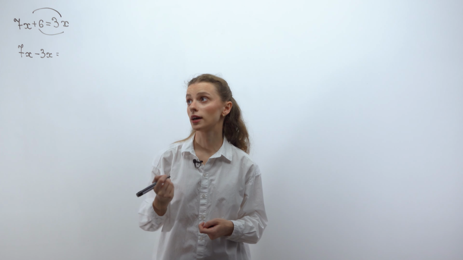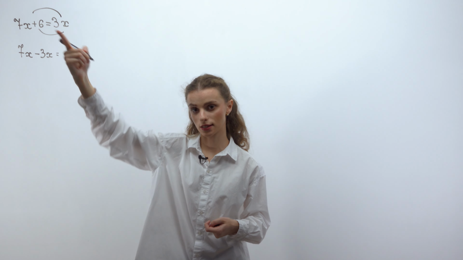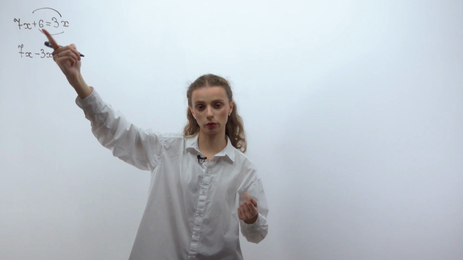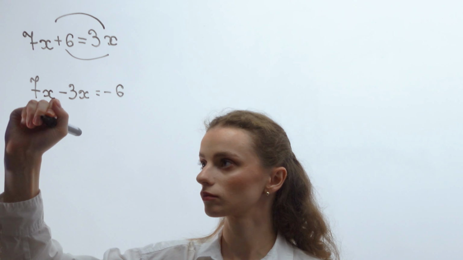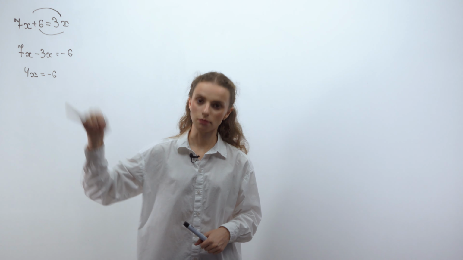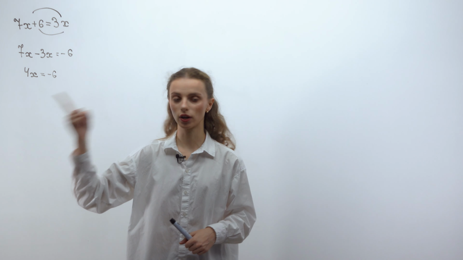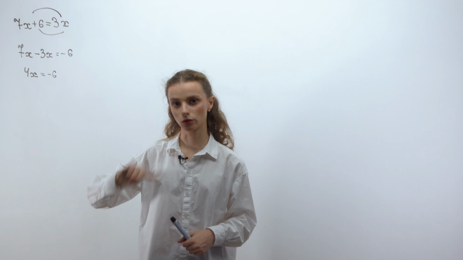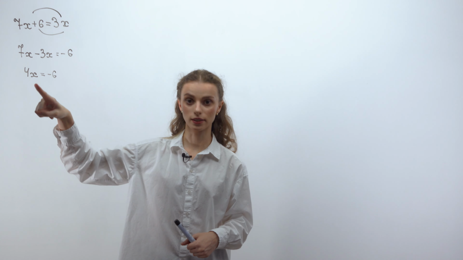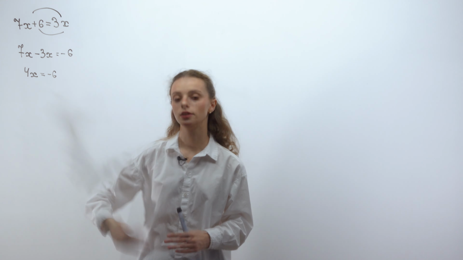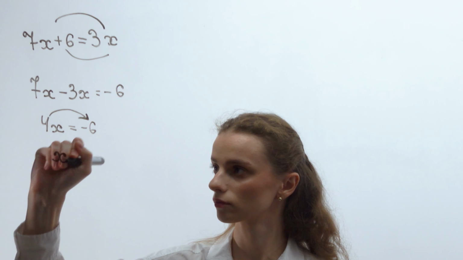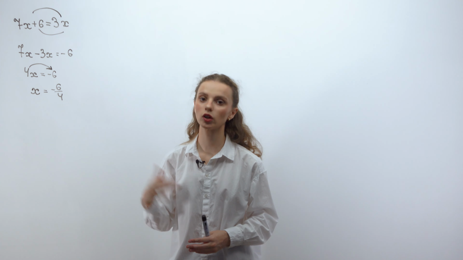And now on my left side, I have plus 6. When I put it on the other side, I'm going to change the sign. If here was a plus, there it becomes minus. I have 7x minus 3x equals negative 6. 7x minus 3x gives us 4x, and 4x will be equal to negative 6. Now let's leave x by itself. Here I see that I multiply x by 4. The opposite of multiplication is division. And x is going to be equal to negative 6 over 4.